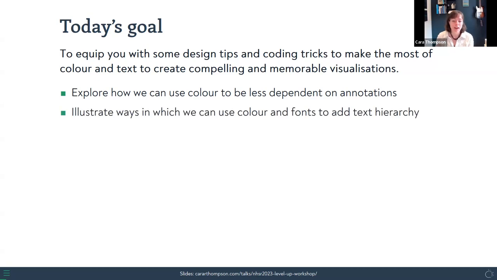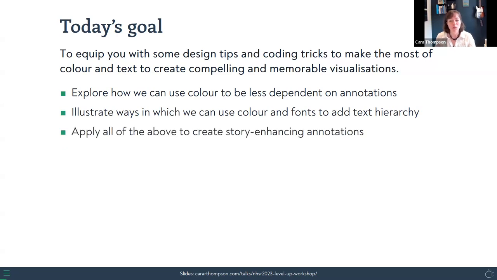Then we'll look at how we can use color and different fonts to add some text hierarchy and to help people orient themselves really quickly when they're reading the title of your plot. And then we'll apply all of the above to create some story enhancing annotations. So in-plot annotations, which again, I think are a brilliant shortcut to highlighting important things so that people can quickly get to grips with what's going on.